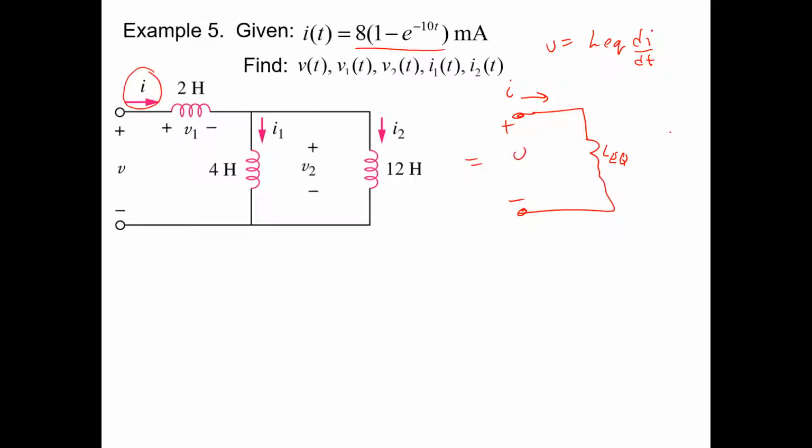It is 4 parallel with 12, just like resistors, that's going to be 3 henries, and you're adding that in series with 2, so that's 5, right? So L equivalent equals 2 henries plus 4 henries parallel with 12 henries. So that's going to give us 2 henries plus 3 henries.